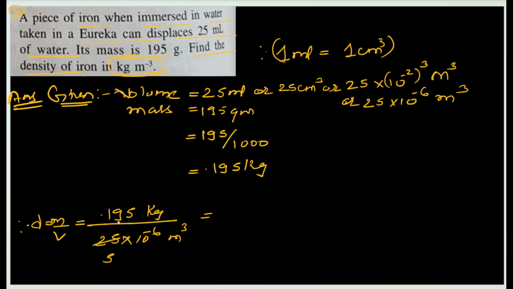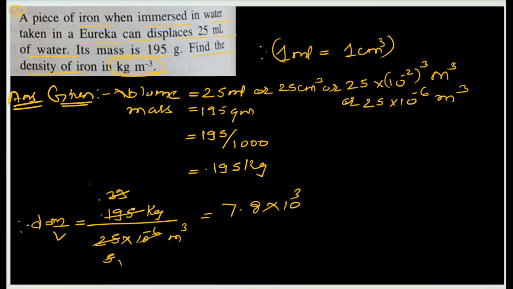So 5 5s are 25. 5 3s are 15. 5 4s are 20, no, that will not be. 5 3s are 15. 5 9s are 45. So 0.39 again. Okay. Now 5 1s are 5. Here comes 5. So finally, the answer is your what? 7.8. Once you cut everything from the points, what answer will you get here? 7.8 into 10 to the power 3.